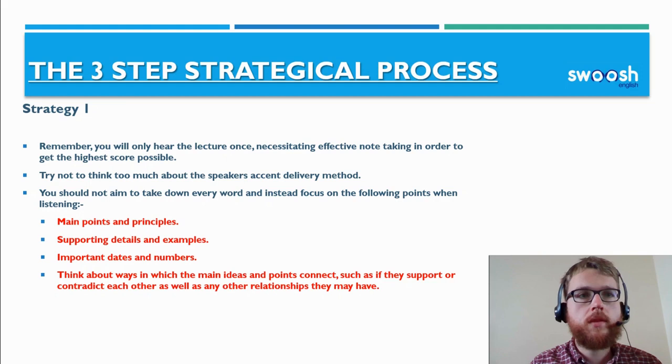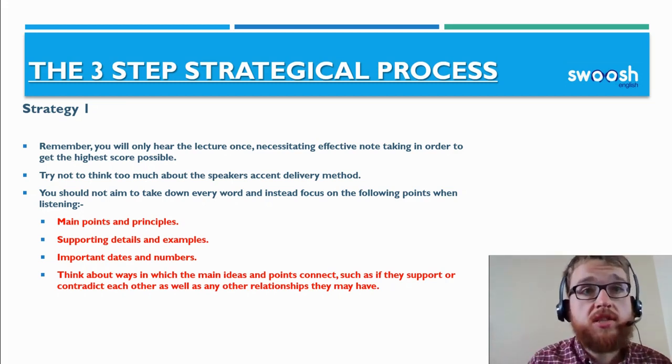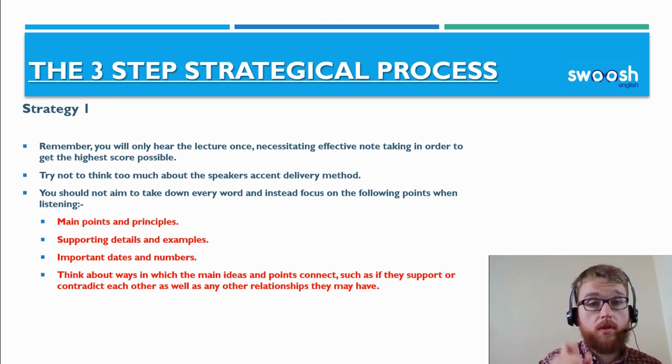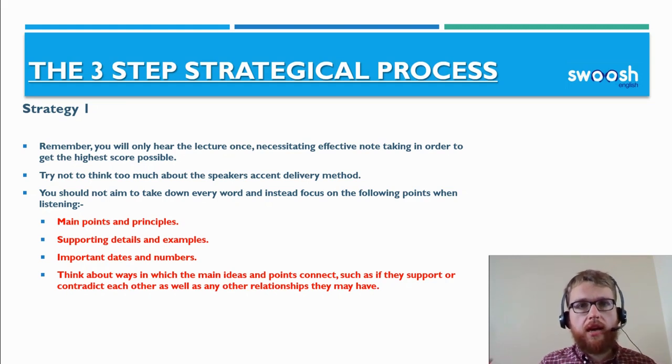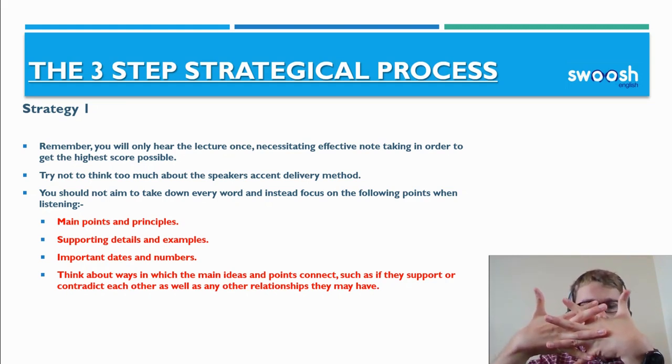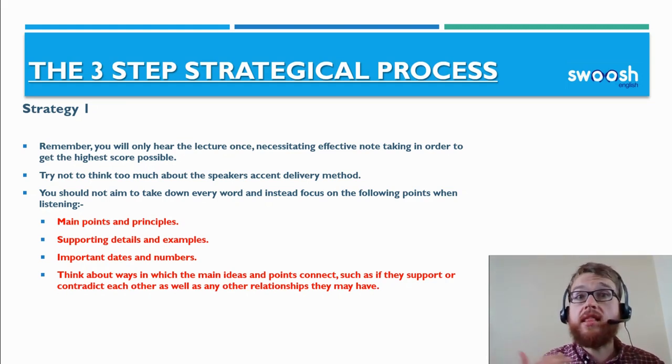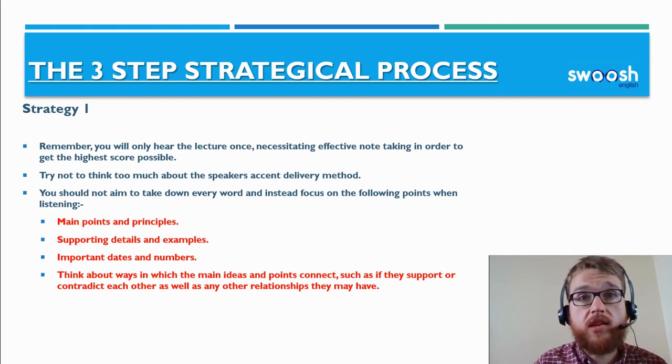In addition to that, you should also think about ways in which the main ideas and points connect together, such as if they support or contradict each other, as well as any other relationships they might have. So you might hear more than one viewpoint being used in this lecture. You might even hear the opinions of more than one speaker. Do these views connect with each other? Do they support each other, or do they contradict each other? Think about how we can link those ideas together and how we can discuss them using various transition and connective words. But we'll go into a bit more detail about that very soon in our lecture.